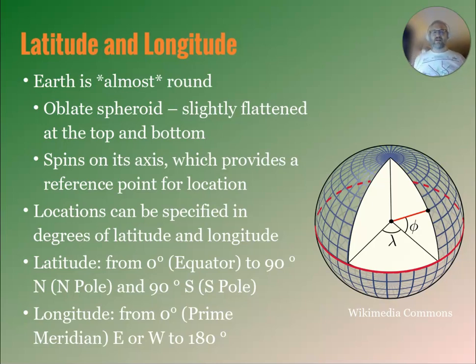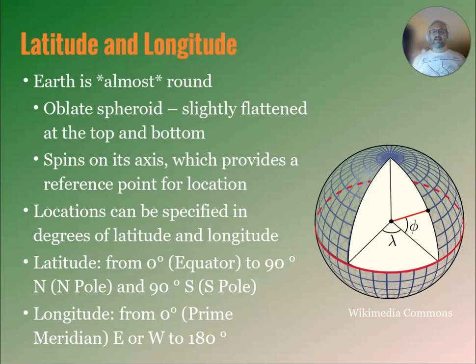So we've got this Earth that is almost a perfect sphere, and it's spinning on its axis. So we have this imaginary line going through the center of the Earth around which it spins, and the North and South Poles are where that axis touches the surface of the Earth, right? So if you were standing exactly at the North or South Pole, you'd be spinning in a circle.